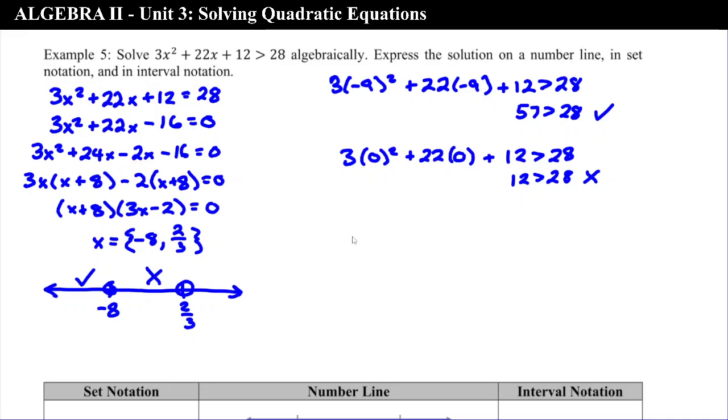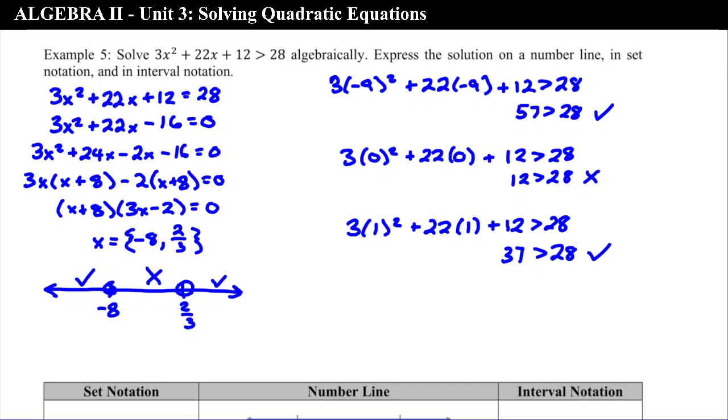And then finally, what's a number bigger than 2/3 that we can use? Well, how about 1? 1's easy enough to work with. So when we use 1, the left-hand side becomes 37. 37 is greater than 28. It sure is. And so we've got a check there.